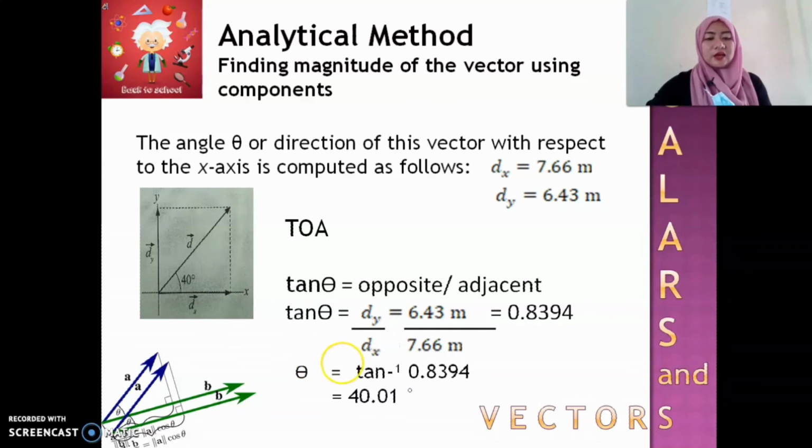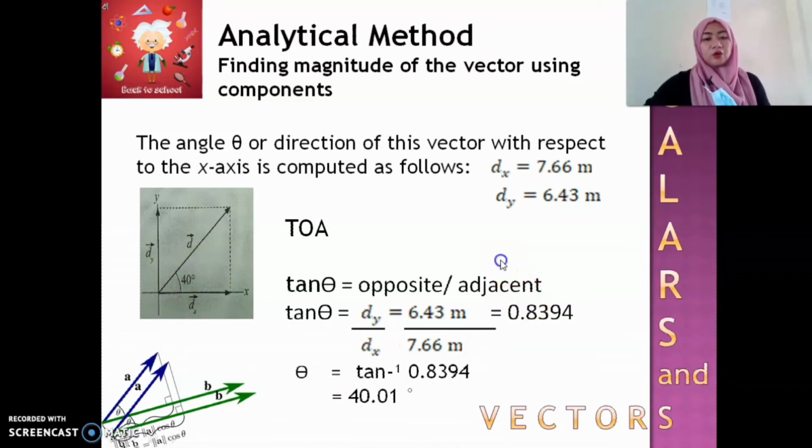So tangent of the angle is equal to 0.8394. And to get our angle, you take the inverse tangent of both sides. Therefore, your angle is equal to the inverse tangent of 0.8394. Using your calculators in degree mode, you will get that the angle is equal to 40.01. If you recall from the given problem earlier, the vector is equal to 10 and the angle of that vector is equal to 40 degrees.